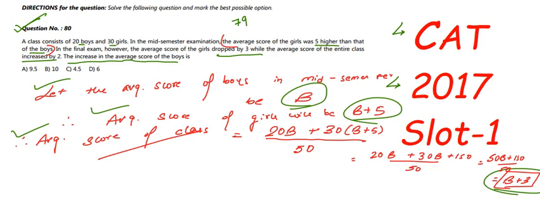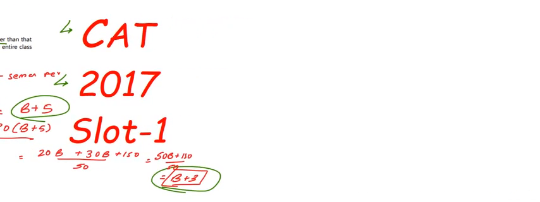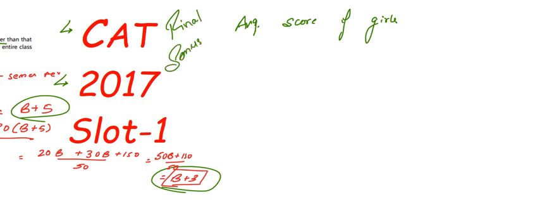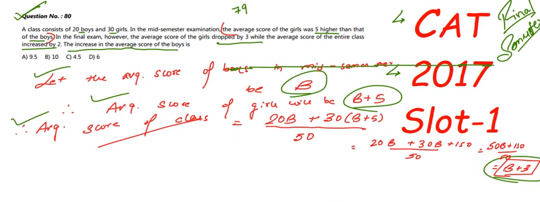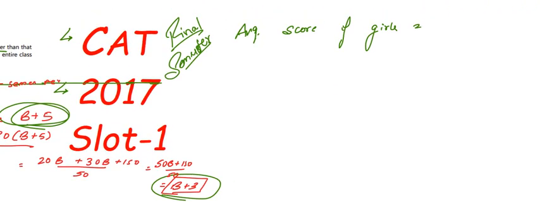Now let's proceed on to the final semester. For the final semester, the average score of girls will be: what we have been given is that in the final exam, however, the average score of girls dropped by 3. Here we had the average score of girls as B plus 5, and it dropped by 3, so that will be B plus 5 minus 3, which is equal to B plus 2. So this is the average score of girls in the final semester.